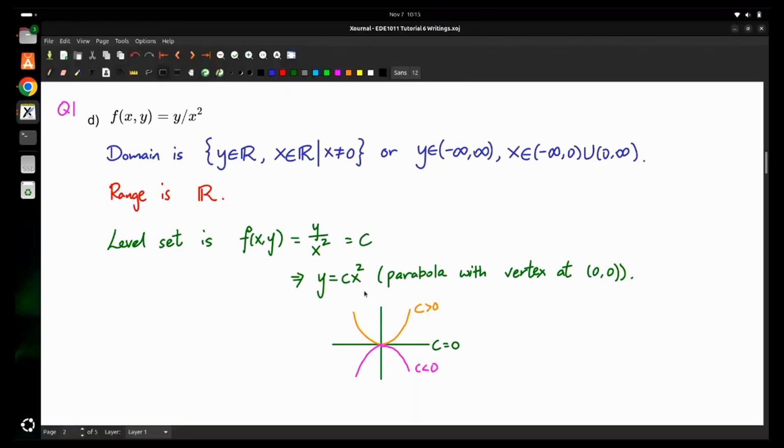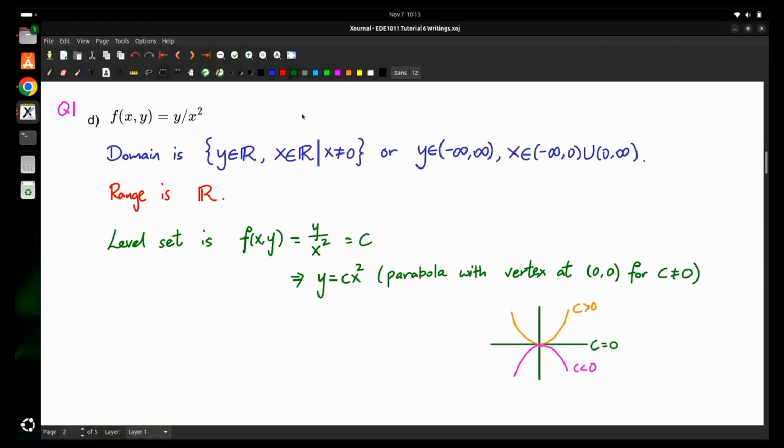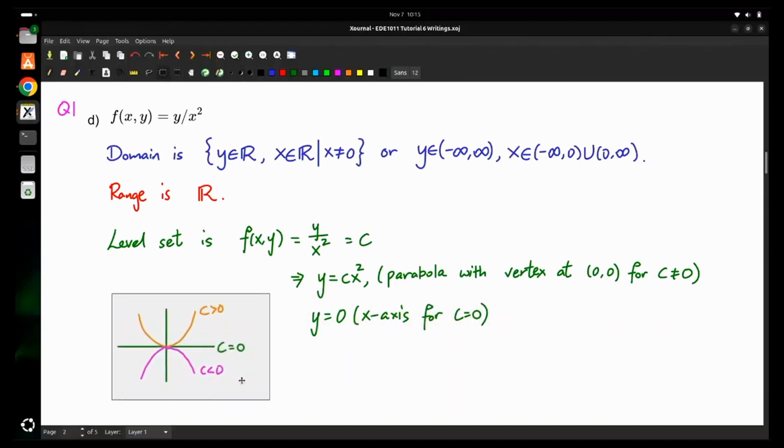Okay, so you can say that it is a parabola with vertex at (0, 0) for C not equal to 0, right? And then you have y equals 0 when C is 0, which is just the x-axis. X-axis for C equals 0. Is that right? So this will be a more complete description considering all cases for C.